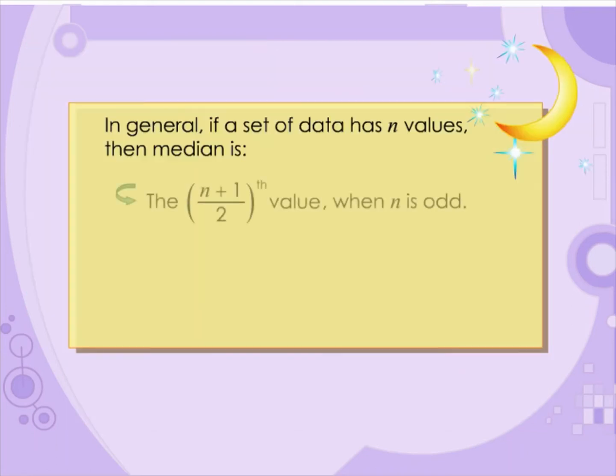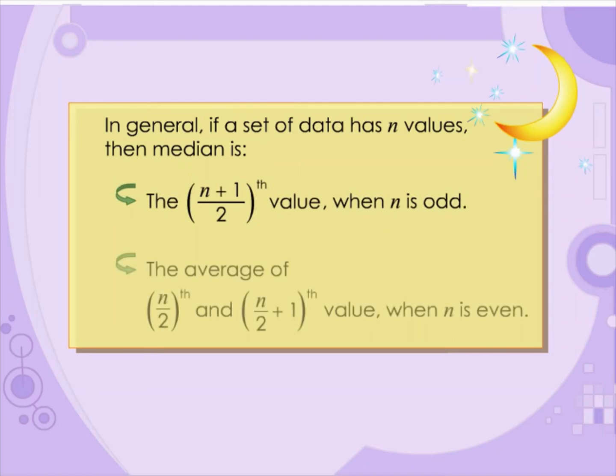To find the value of the median from a frequency table, we need to determine the value which is in the middle. The following formula might help us to determine where the median is for a set of data distributed in a frequency table. In general, if a set of data has n values, then the median is n plus 1 divided by 2 if n is odd. The median is the mean of the n divided by 2 th and n divided by 2 plus 1 th values when n is even.